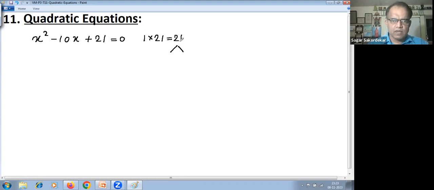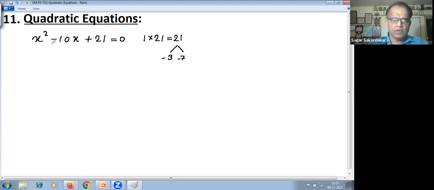So now product has to be positive and sum has to be negative. So it's very clear that both these factors have to be negative, because minus into minus will give you plus. So just find out which factors give you 10, and that is very clear, 3 and 7. 3 plus 7 is 10, whereas we want minus 10. So both should be negative.